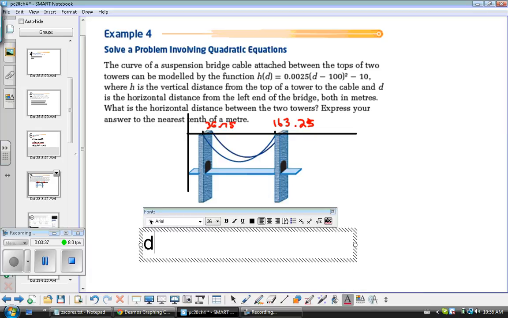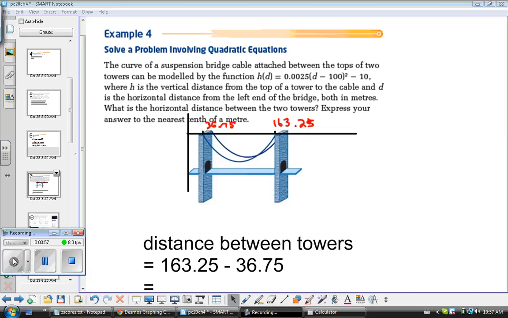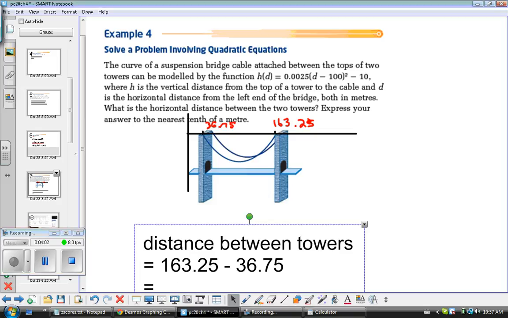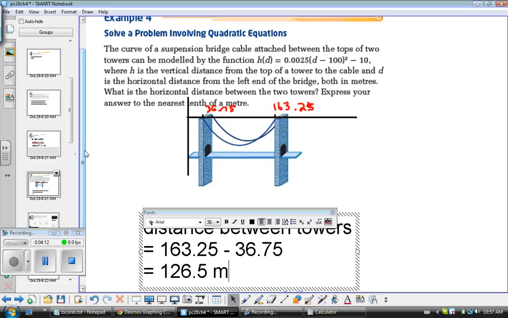Okay, so the distance between the towers is equal to 163.25 minus 36.75 equals 126.5 meters. Okay, so the horizontal distance between the two towers is 126.5 meters.